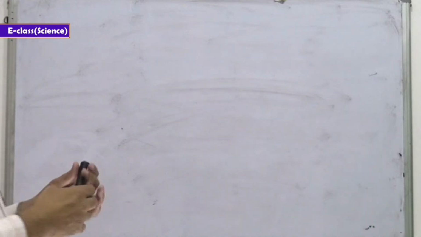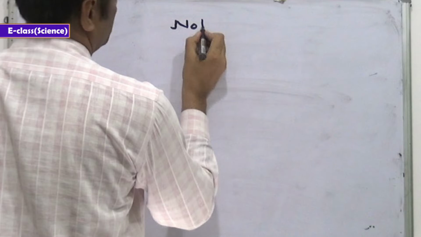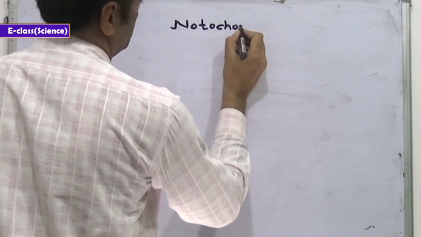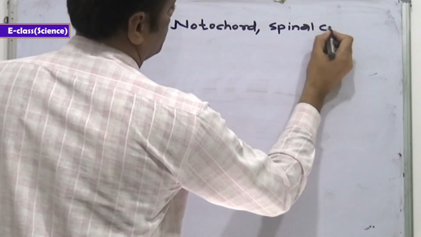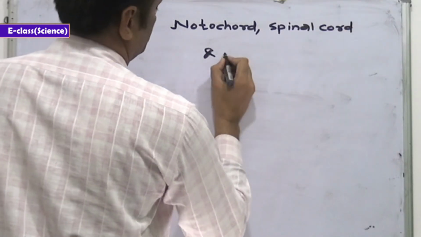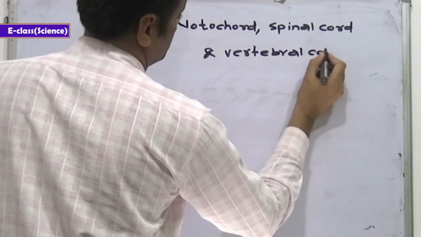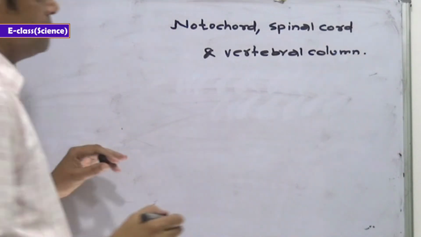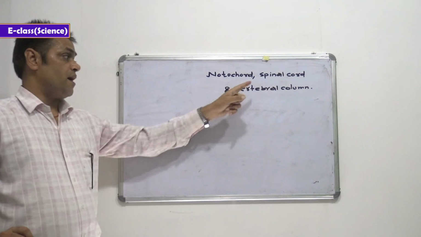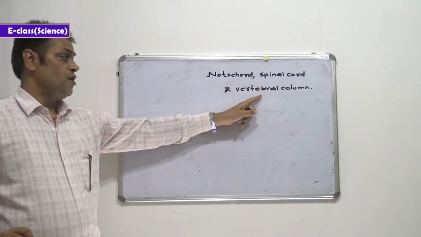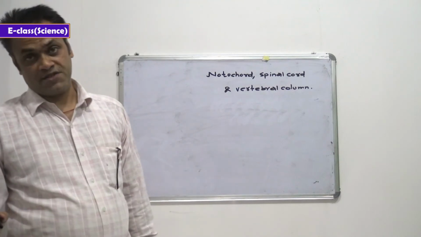So you have understood, you have heard notochord, spinal cord, and vertebral column. The organism which contains notochord, spinal cord, vertebral column, also called backbone, present in the body, that we call vertebrates.